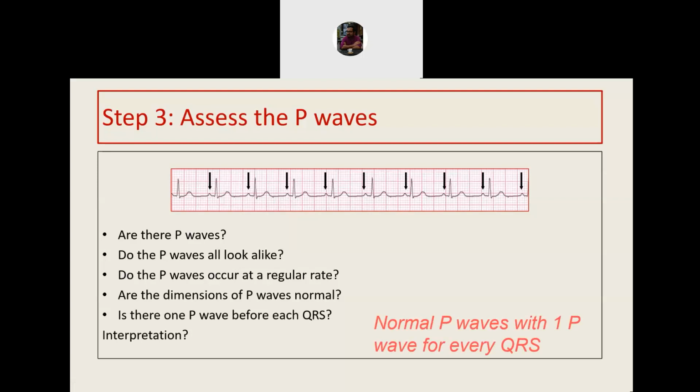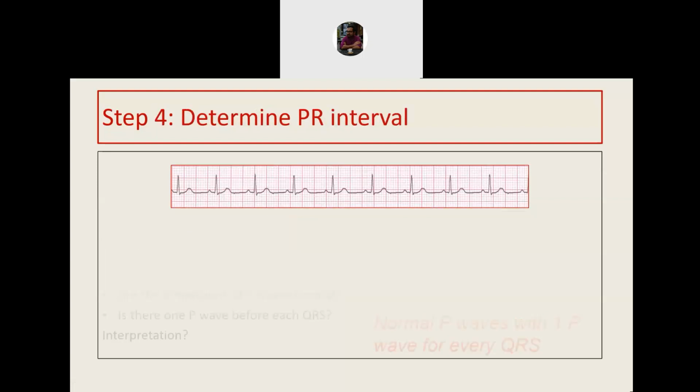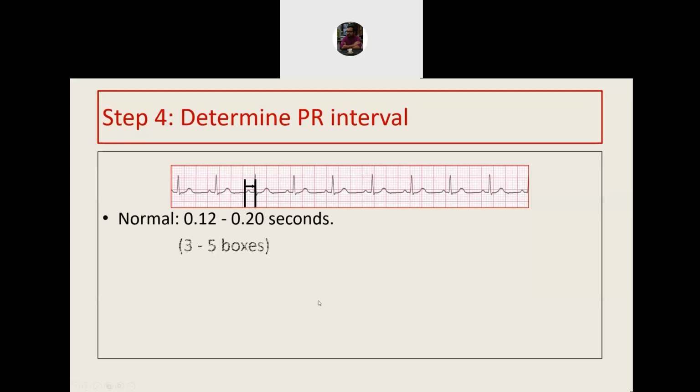Next, the PR interval. PR interval is from the beginning of the P wave to the beginning of the QRS complex. It can also be called PQ interval. Now, normally it is 0.12 to 0.20 second. Let's see what is found here. The gap is about 4 boxes. So 4 into 0.04, that is 0.16 second. That is well within the normal range. So the PR interval is normal.